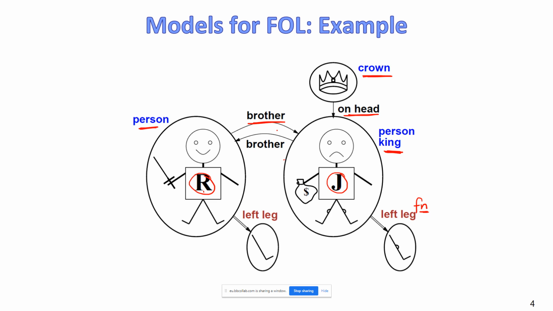So actually we have two binary relations, which are brother and on head. And we have, I think, three unary relations: person, king, and crown. And we have one function, which is left leg. Okay, anything else, Muhammad?